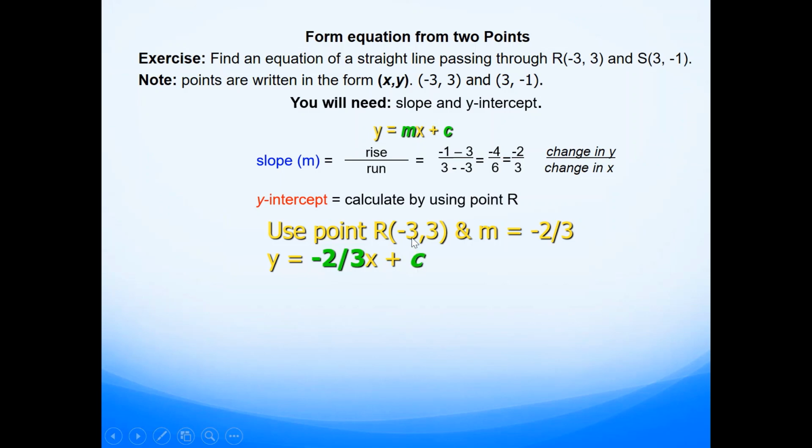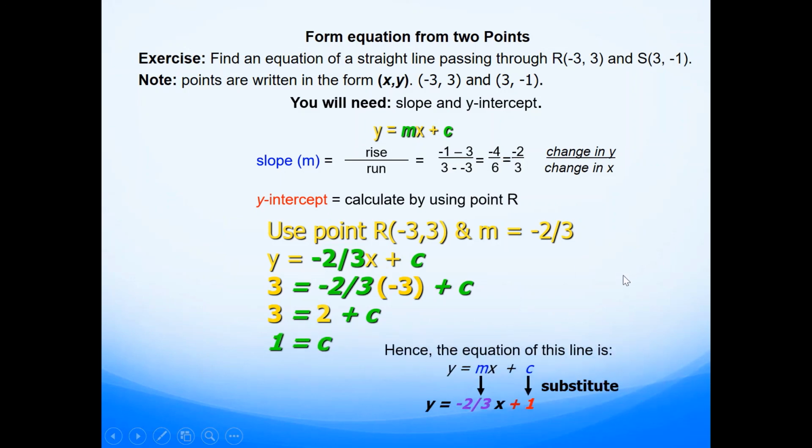Now we substitute the x value. Make sure you're substituting in the right place. -3 is the x value, so it needs to go here, and 3 is the y value. So y is 3 equals -2/3 times x, which is -3 in this case, plus c. Quickly simplify this. Please use your calculator and the fraction button on the calculator so you get the accurate values. So 3 is equal to 2 plus c, so 2 plus what gives you 3, so the value of c is 1, and now we put those together. So the final answer is y is equal to -2/3 x plus 1.